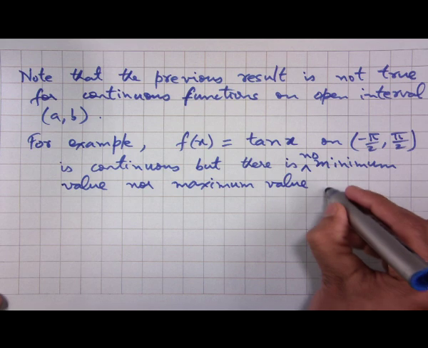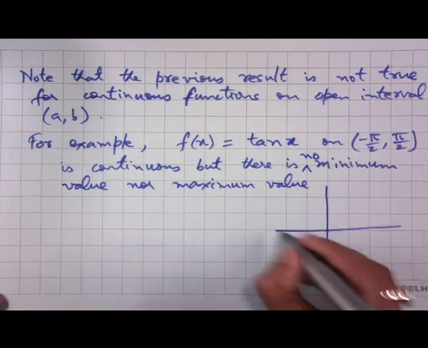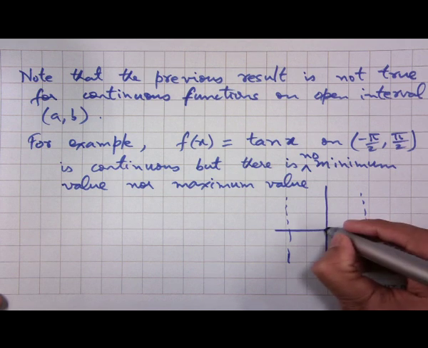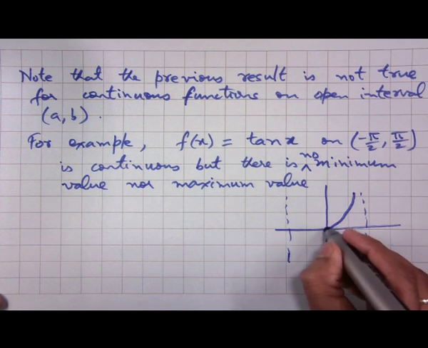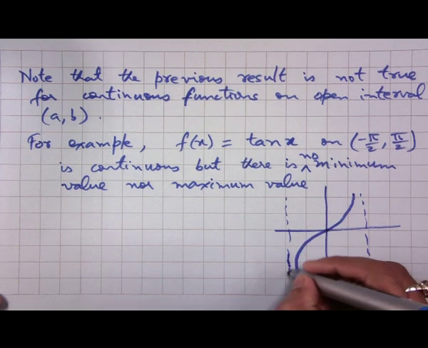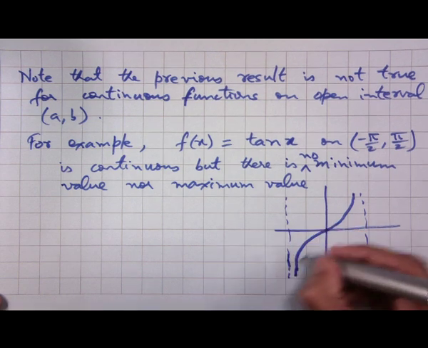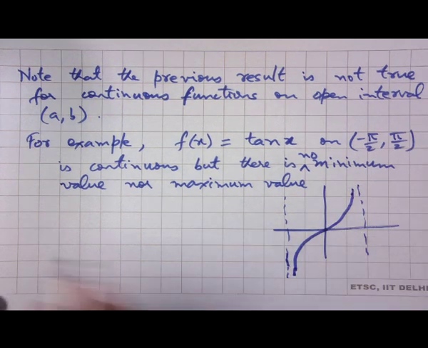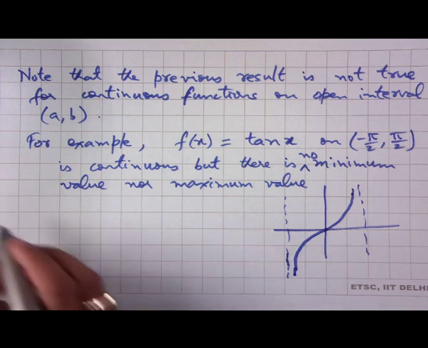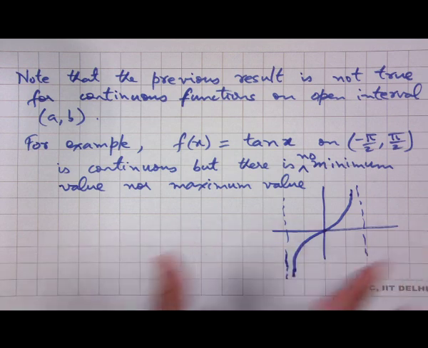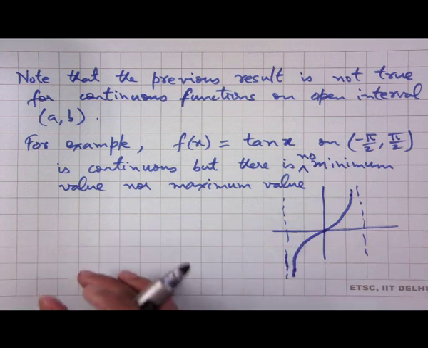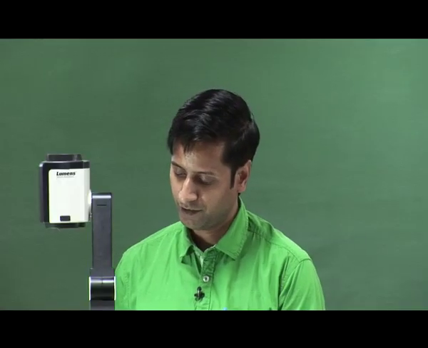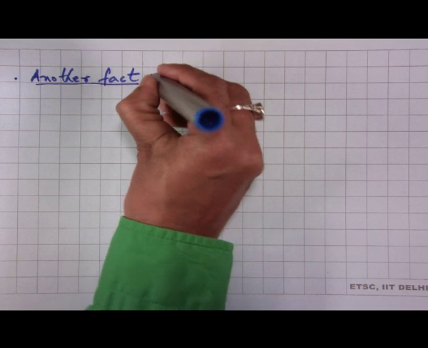Right, this function tan x, you must have seen that the graph of tan x between minus pi by 2 to pi by 2 looks like this. So, as x goes to minus pi by 2, this goes to negative infinity, as x goes to pi by 2, it goes to positive infinity. So, this function is not even bounded, but if we have a continuous function on the closed interval, then this must be bounded and must attain the minimum and maximum value.